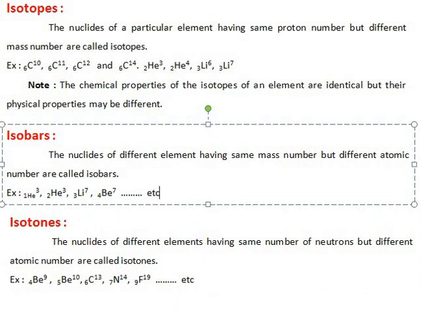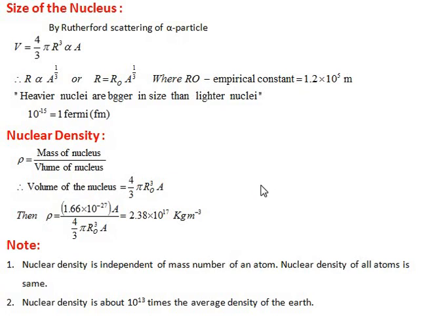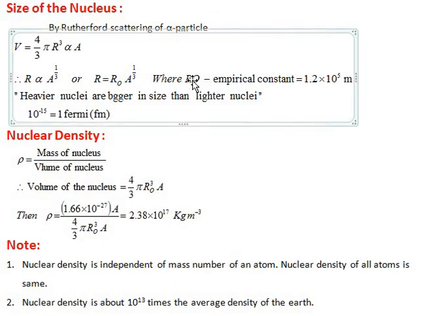Now next, another interesting property, size of the nucleus. By Rutherford scattering of alpha particles, the volume of the nucleus, 4 by 3 pi r cube, is directly proportional to the mass number A. Therefore R is directly proportional to A raised to 1 by 3. Introducing a proportionality constant, R is equal to R naught A raised to 1 by 3, where R naught is known as the empirical constant. Its value is 1.2 into 10 raised to minus 15 meter.